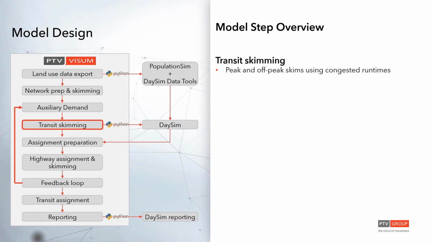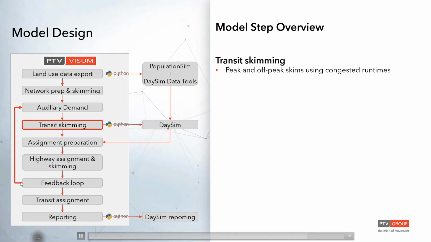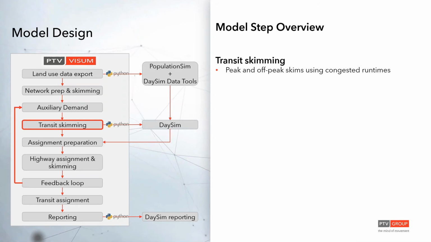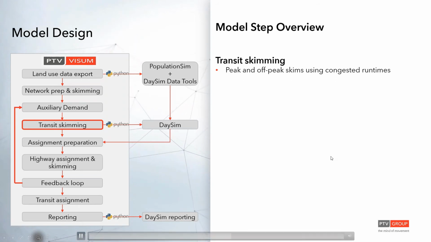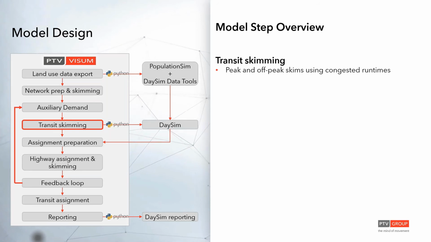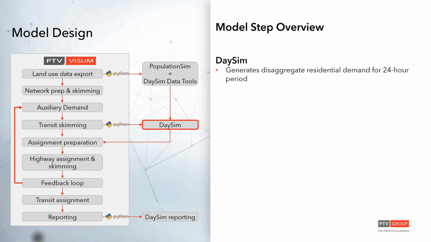So in the first run, since there are no volumes, unloaded skims are generated. But if you see here, there is a feedback loop. So for subsequent iterations, the transit skimming updates the runtimes for buses based on congested volumes, and then the skims are generated accordingly. And transit skims are required for DaySim.